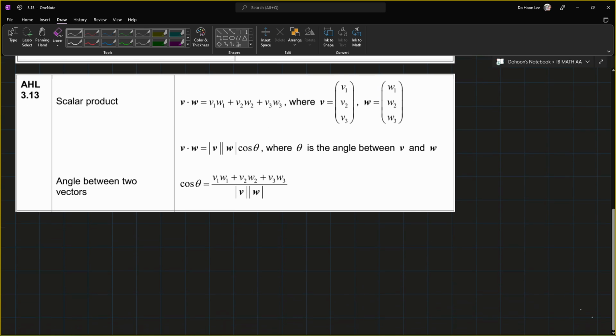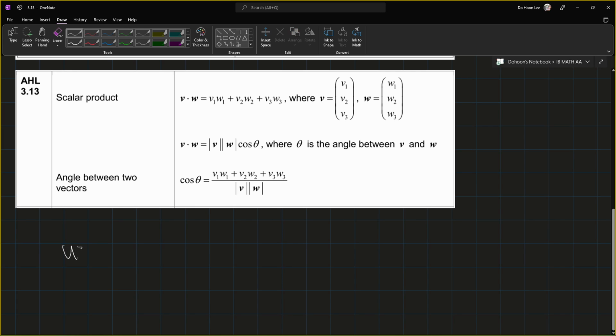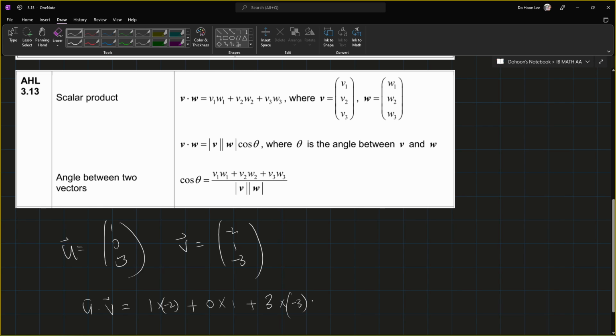When u equals (1, 0, 3) and v equals (-2, 1, -3), we can use the formula, where u dot v equals u1 times v1 plus u2 times v2 plus u3 times v3. So the first number is 1 times -2, plus 0 times 1, plus 3 times -3. 1 times -2 is -2, 0 times 1 is 0, and 3 times -3 is -9. Therefore, we get -11.